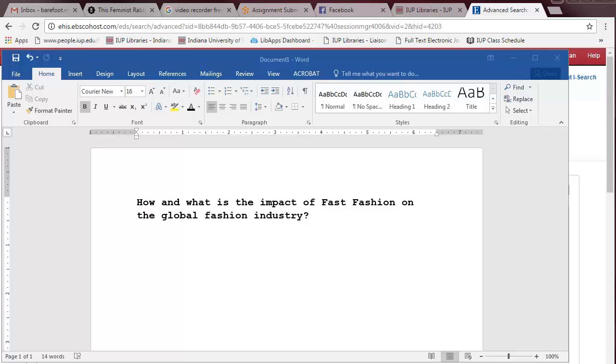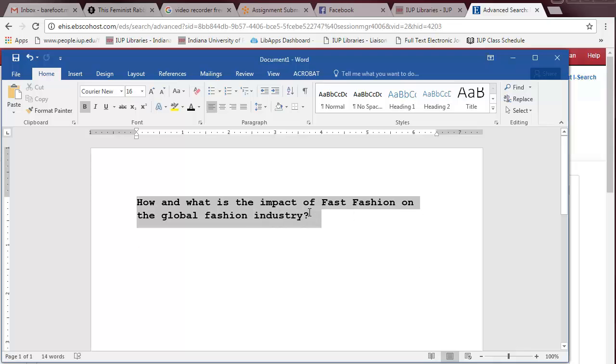Okay, so a lot of you were struggling with the one question on the quiz from last week about creating search statements. And I think a possible reason is because many of you confused the term search statement with research question. What I have on the screen right here, this is a research question. This is what you guys had to create in week 2 of our class.